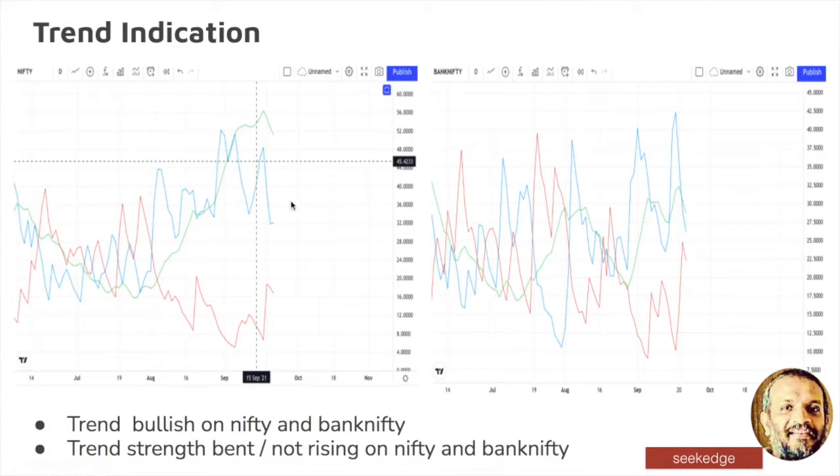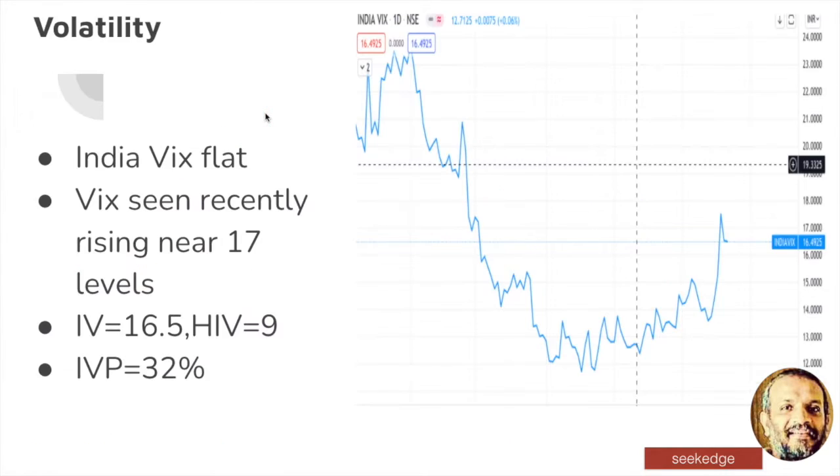Now, trend indications: you can see that Nifty on the left is still in the bullish zone, and BANKNIFTY on the right is still in the bullish zone. There is a bend in the strength of the ADX, which could mean that the strength has weakened or it is about to reverse. Both cases are the same. The strength is bending and not rising. If strength is rising, you can say the trend is very bullish. It's in the bullish zones, but right now it is not rising in both the prices.